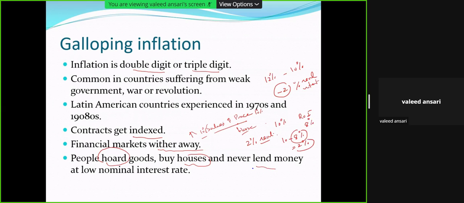And in this situation, when I said that financial markets wither away, it is because lending becomes problematic for the lender. If, for example, the lender is lending in 2020 a sum of 2000, and he had an expectation that the rise in price was 8%, therefore he was charging 10%. Now if prices go up further, then what may happen is that the lender will not be compensated for the rise in price, and therefore lending may also be affected.